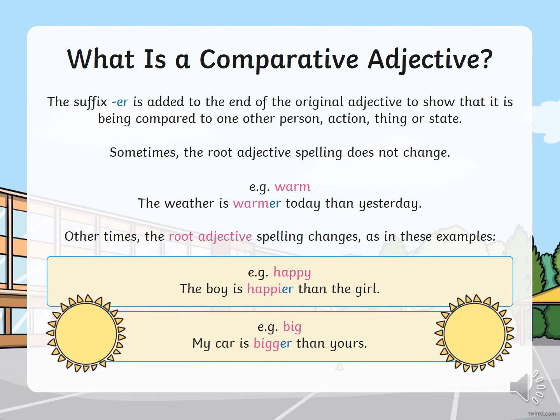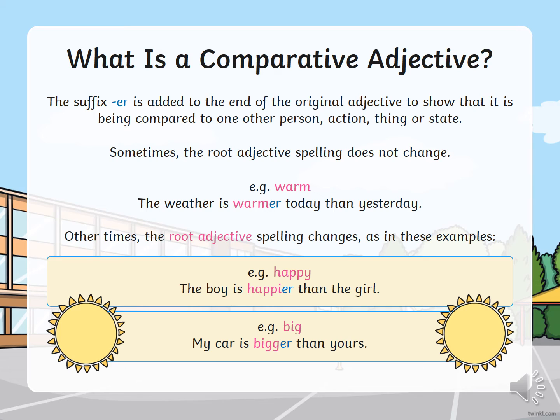So the suffix is added to the end of the original adjective to show that it is being compared to something else. So sometimes the original adjective spelling does not change. So for example, warm: the weather is warmer today than yesterday. So you just add ER onto the end. But other times the root adjective must change. So for example, with happy, because it ends in a Y, you need to change that Y to an I before adding the suffix. So the boy is happier than the girl.